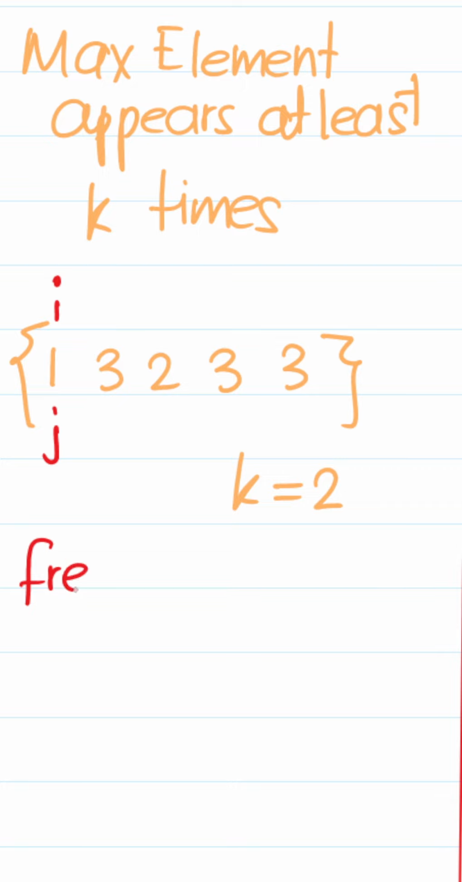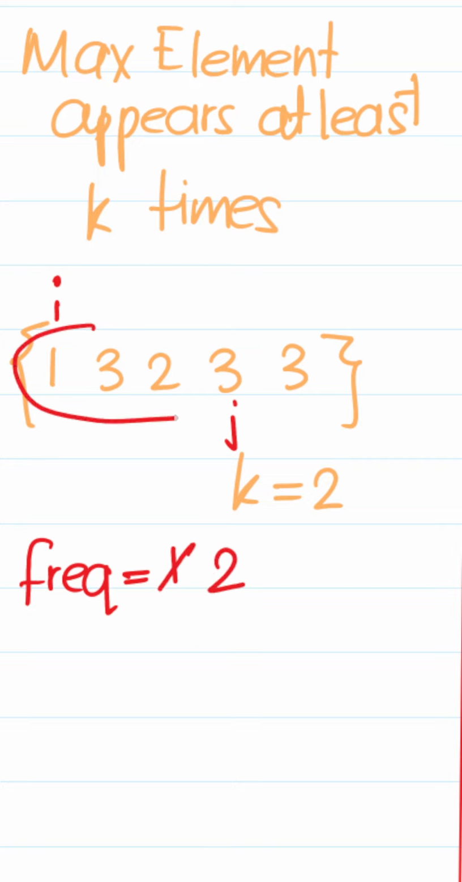So what I will do is I will just keep track of how many 3s I'm encountering in each of the subarray. In this subarray, no maximum element. In this one, there is one maximum element. In this one, again, one maximum element. And in this subarray, I have two maximum elements. So in this subarray, I have at least k times the maximum element, right?